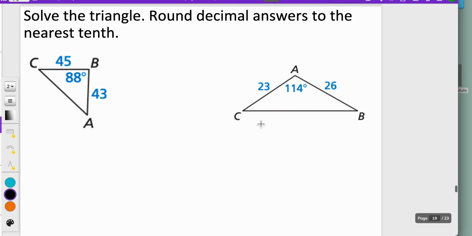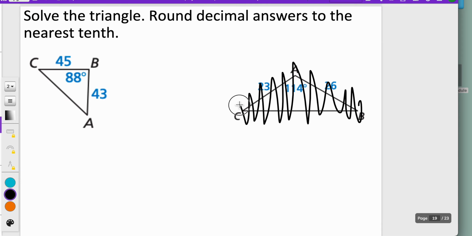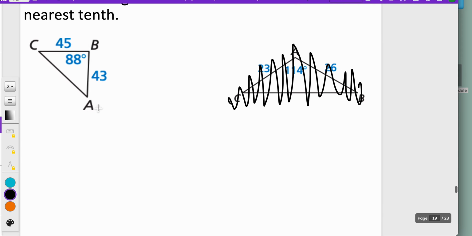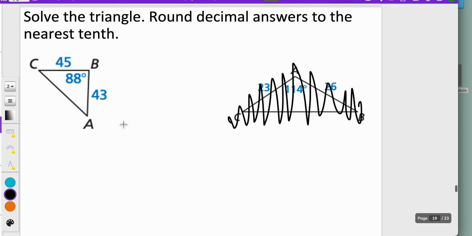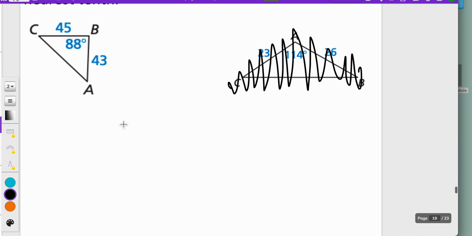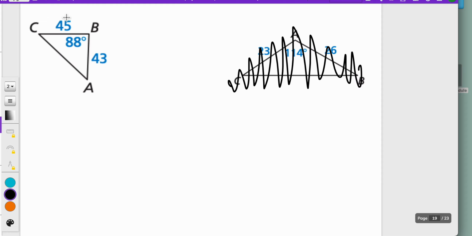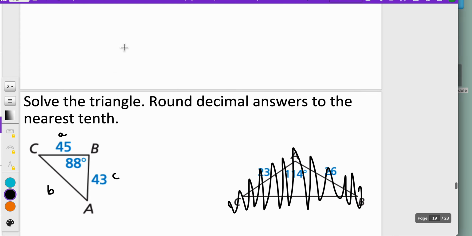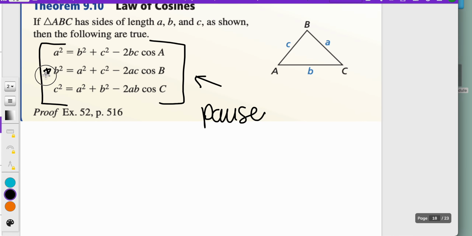Like before, we're just going to do one triangle at a time. So I'm going to ignore this one first, try this one, and then we'll reveal that one next. Solve the triangle, rounding decimal answers to the nearest tenth. What I first like to do is go ahead and label my A side, my B side, and my C side. That's really going to help me fill in some blanks here. And because I am given B's angle, it'll be best to use the B squared statement here.